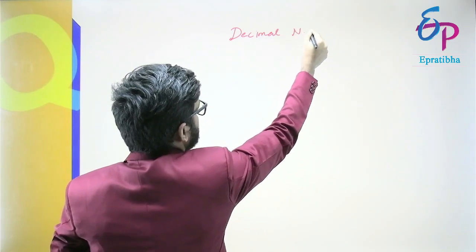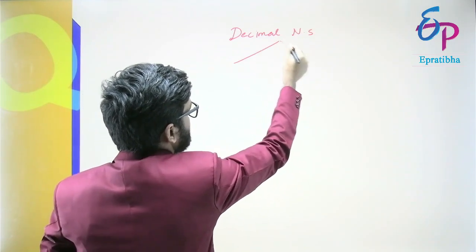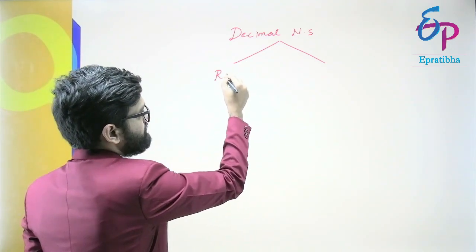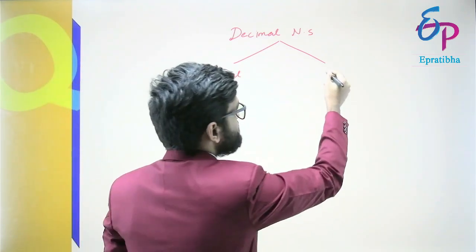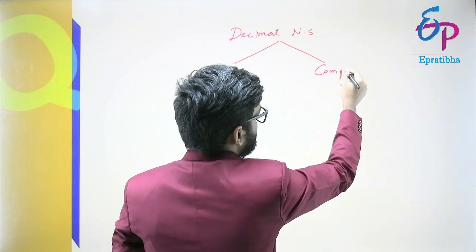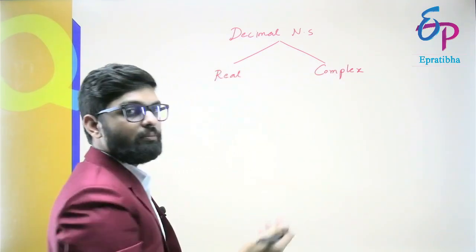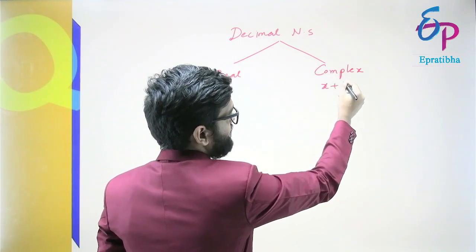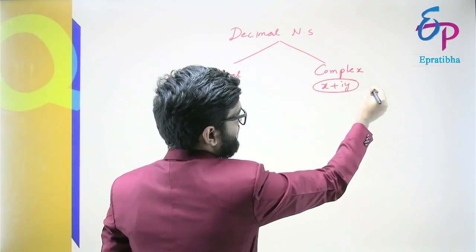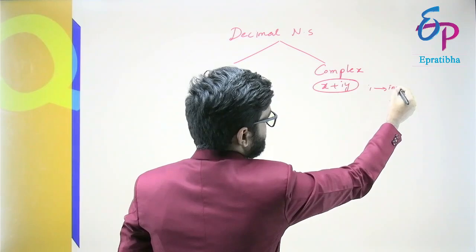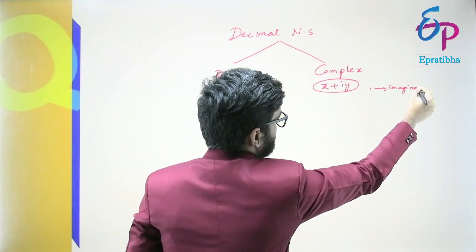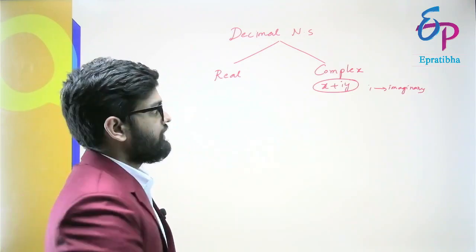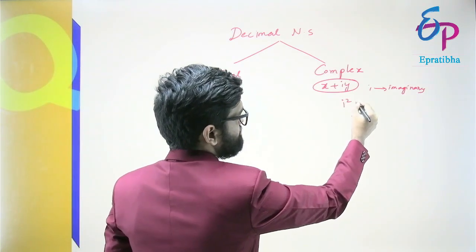number system. This number system is classified into two types. The first one is real numbers and the second is complex numbers. I think you might have heard about complex numbers. Complex numbers are those numbers which are in the form of x plus iy, where i is imaginary. So there are real numbers and there are complex numbers as well, and this i square value is -1.